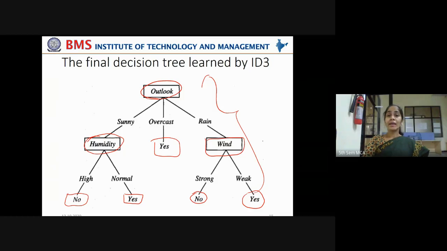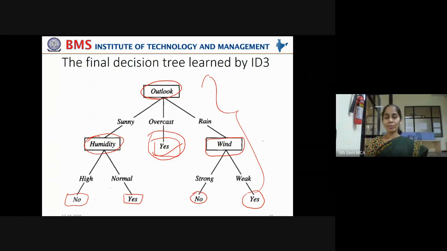But say if outlook is overcast, immediately the decision tree will not check for any other attribute, because it is guided that whenever the outlook is overcast, tennis is always played. It doesn't check any more attribute values. It directly says that tennis will be played on that day. Right? So this is the optimal decision tree that is built by ID3 algorithm.